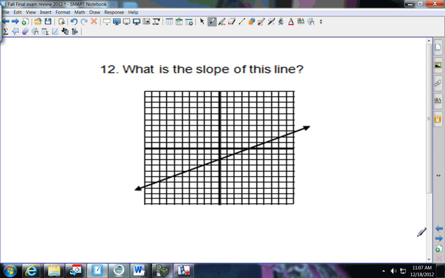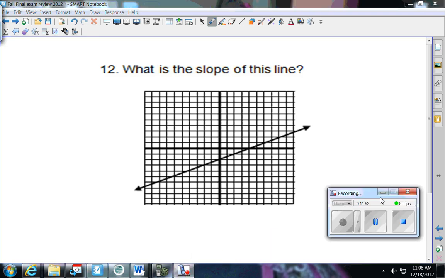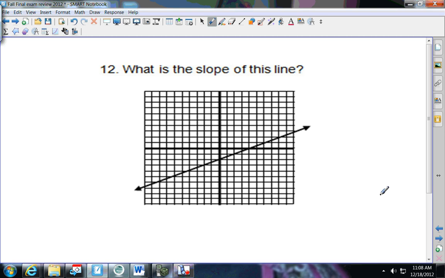Number 12 says, what is the slope of this line? Slope of the line. From left to right, first thing you want to look at, if your answers are multiple choice, is my slope going to be positive or negative? It's going to be positive because from left to right, the line is going up.